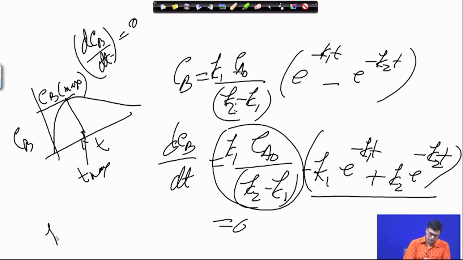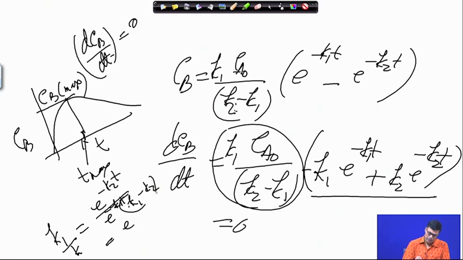Now if you put this equal to 0, what can you write? k1 by k2 equal to what? Equal to e to the power k2 t divided by e to the power k1 t. Am I right? So if you take it up, you will get e to the power (k2 minus k1) t.